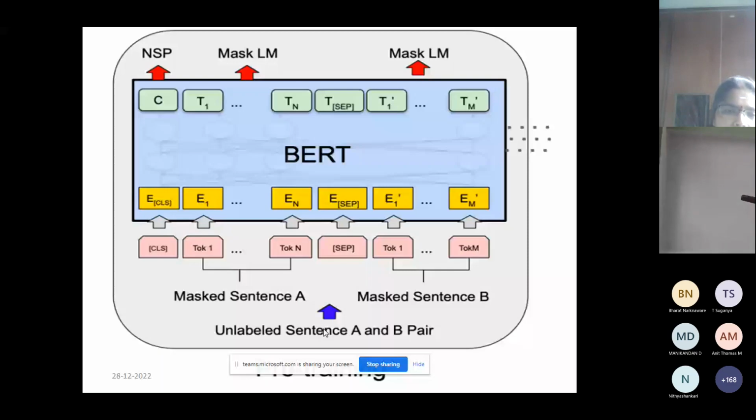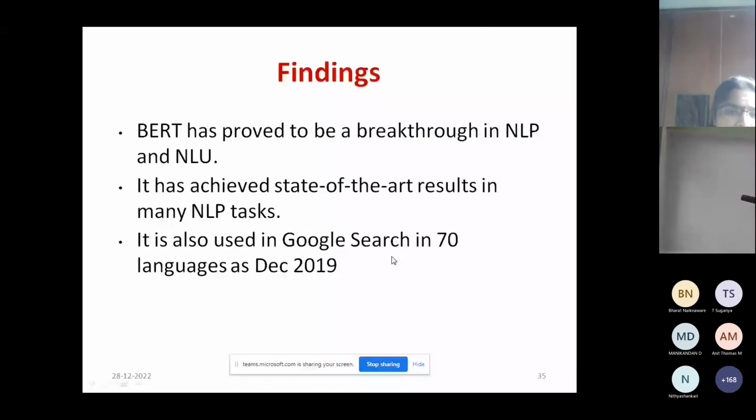So these are the findings as I explored in recent times. BERT has proved to be a breakthrough in NLU and NLP. NLU is natural language understanding, NLP is natural language processing, which is quite normal in most of our intelligent AI applications, especially AI chatbots, even Google Assistant. It has achieved state-of-the-art results in many NLP tasks.